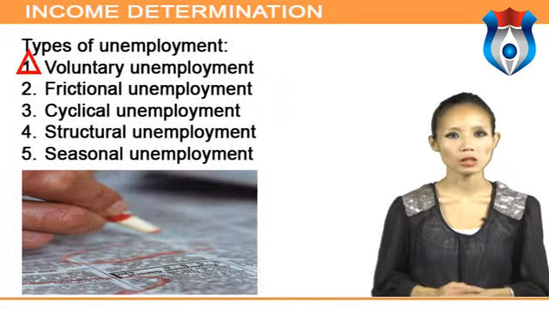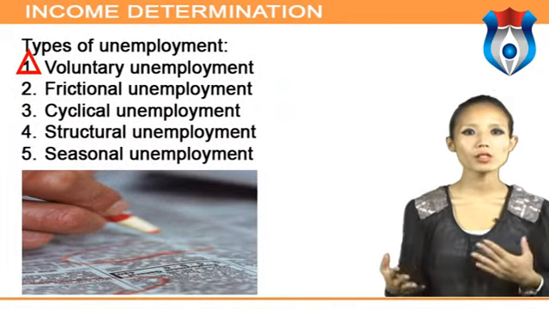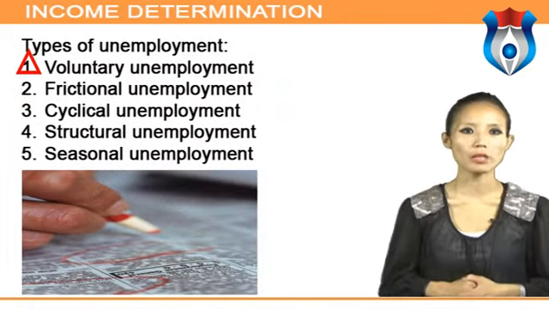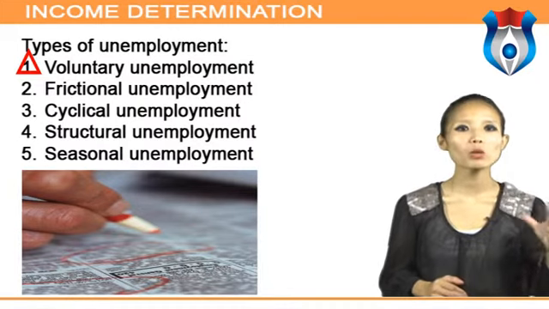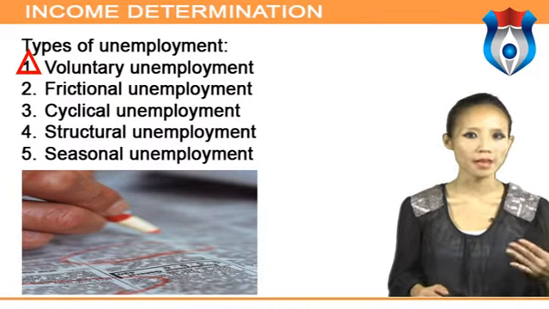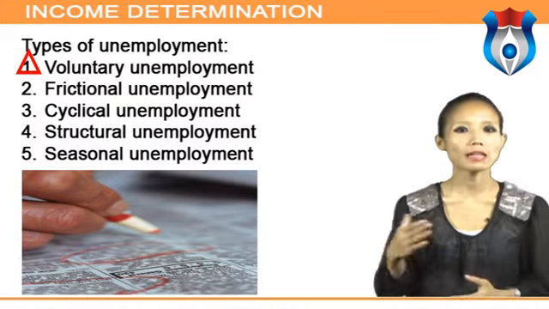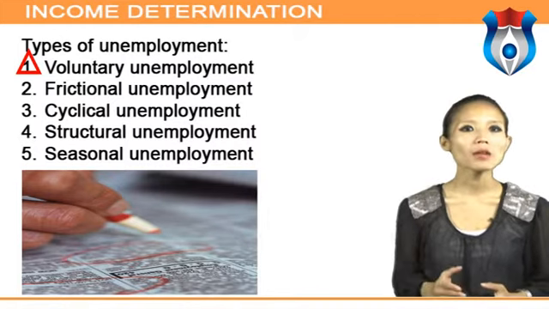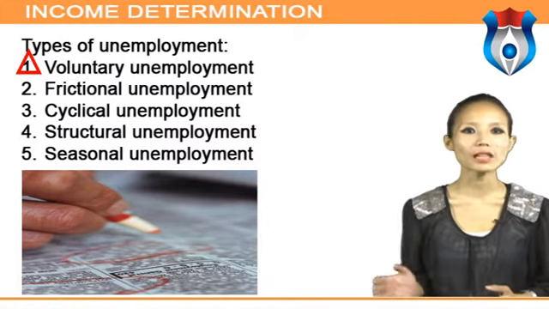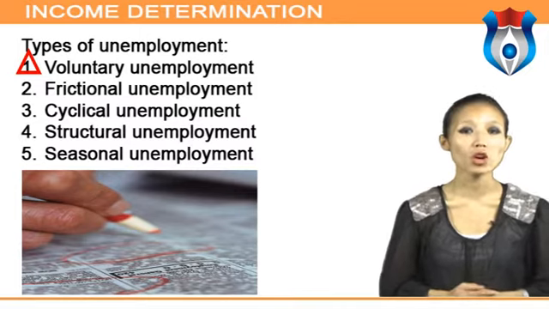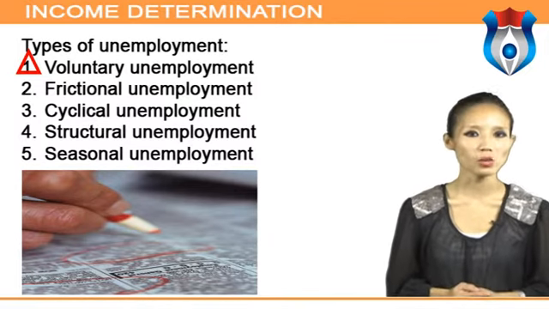Type of unemployment. Voluntary versus involuntary unemployment. Voluntary unemployment is due to people willingly leaving previous jobs and now looking for new ones. Involuntary unemployment is due to people getting laid off or fired from their previous jobs and needing to find work elsewhere.